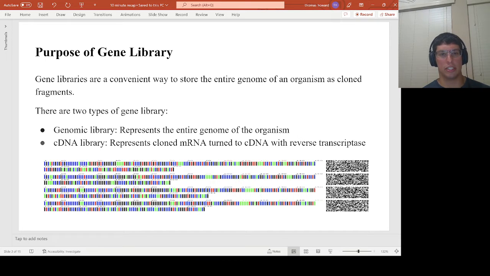There are two different types of gene libraries. We have the genomic library and the cDNA library. The genomic library represents the entire genome of the organism. Meanwhile, the cDNA library represents the cloned mRNA that is turned into cDNA with the help of reverse transcriptase enzymes.